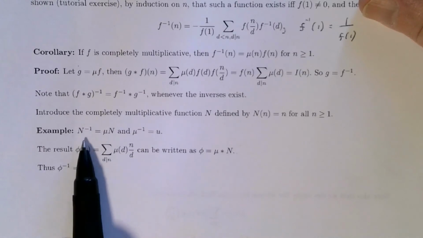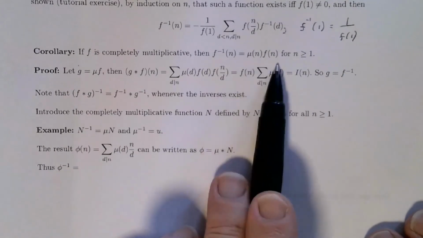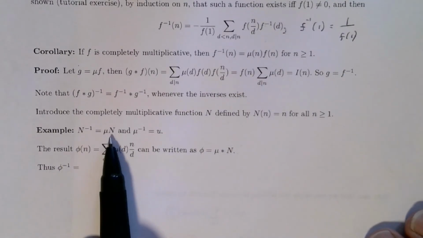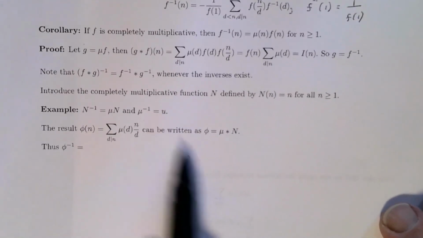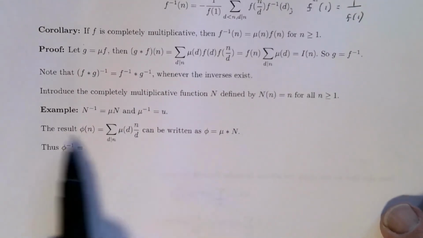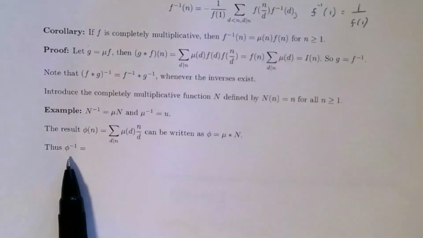Now, it's clear then that N inverse, because N is completely multiplicative by what we did up here, N inverse is just mu times capital N. And also we've seen that mu inverse is u, as we've seen before. Now, it'd be nice to get a formula for phi inverse to see can we calculate that.